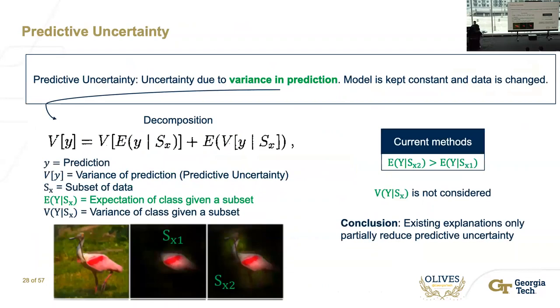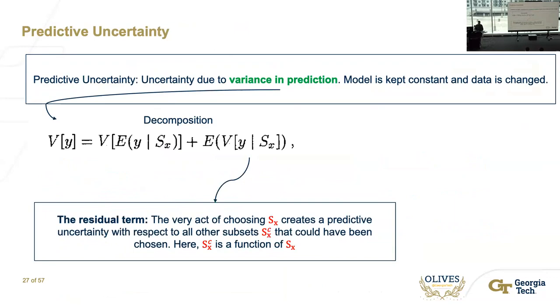So existing explanations only partially reduce this kind of predictive uncertainty. The second term, which is a residual term between SX and SX cap, is not reduced. What does this term mean actually? The fact that I'm only choosing a subset of the image and passing it back to the network is a problem because it creates a different kind of variance.